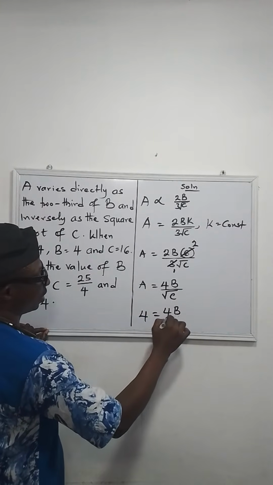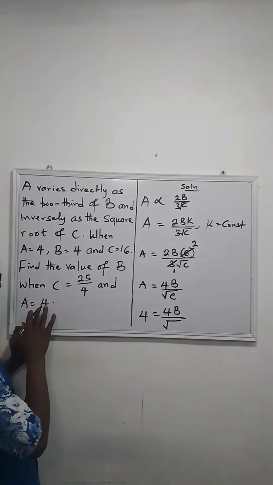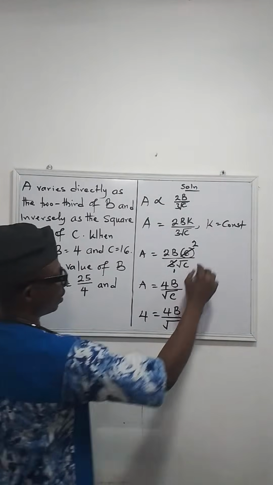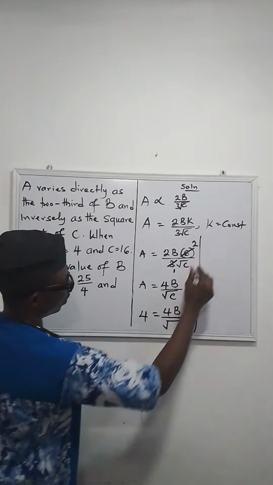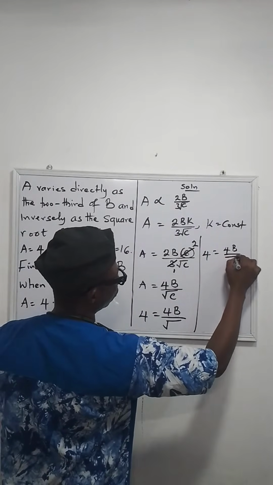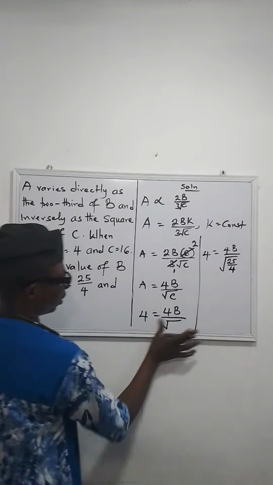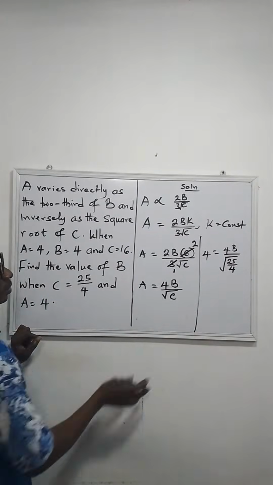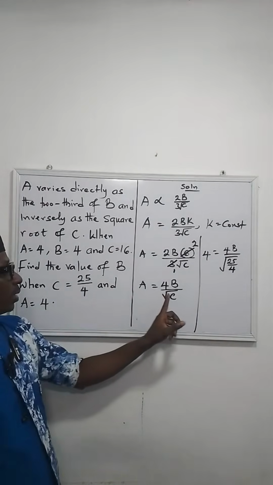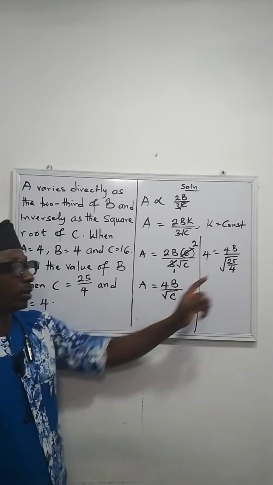So we have P over square root of, now, what do we have as C? C is 25 over 4, now let's write that here. Okay, so we have 4 equals 4B over square root of 25 over 4. We have plugged in the value of A, which is 4, and the value of C, which is 25 over 4.